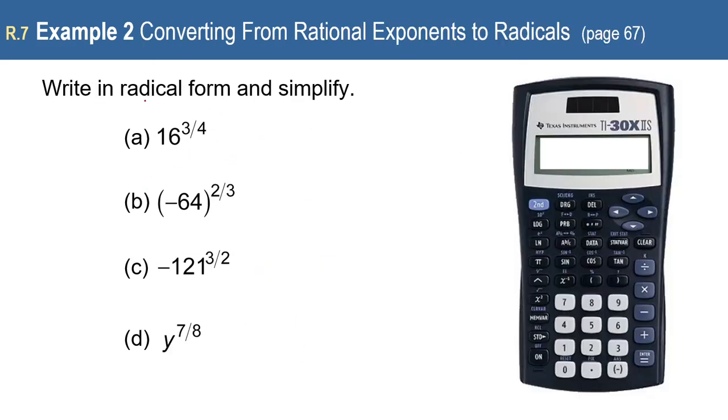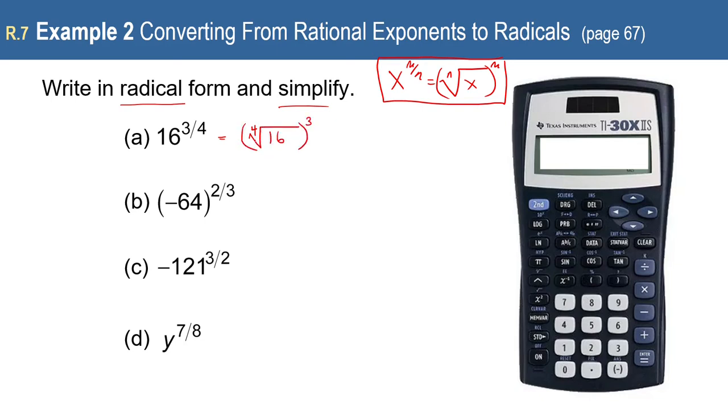In example 2, I want to convert these into a radical and then simplify. So let's recall that formula: x raised to the m over n is equal to the nth root of x raised to the m power. So we're going to use this formula again, and we're going to write these as a radical. This is equivalent to the fourth root of 16 raised to the 3rd power. The denominator goes into the index, and that 3 goes into the exponent. So we can use our calculators to find the fourth root of 16.